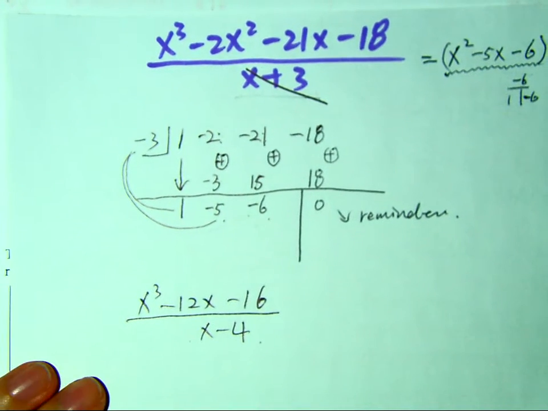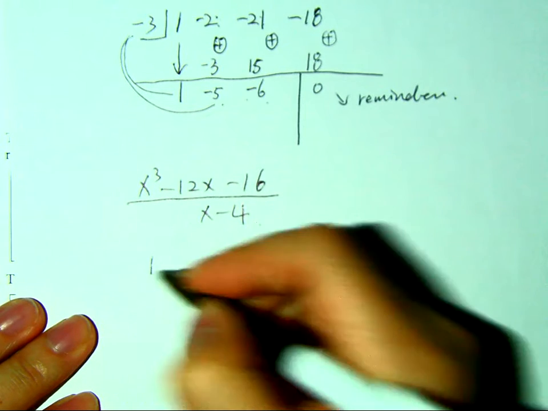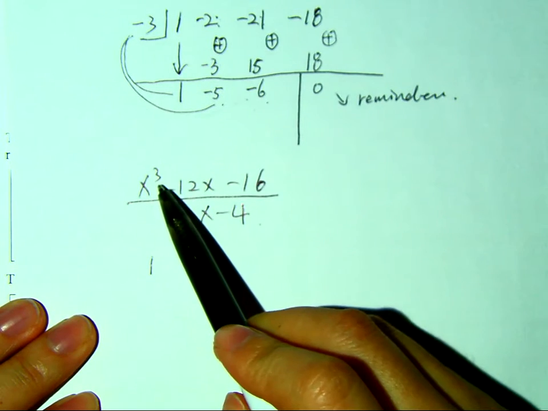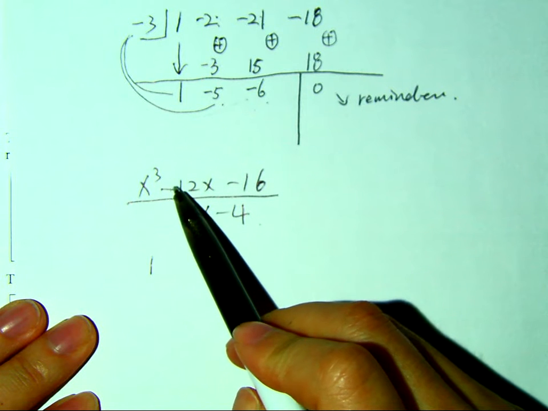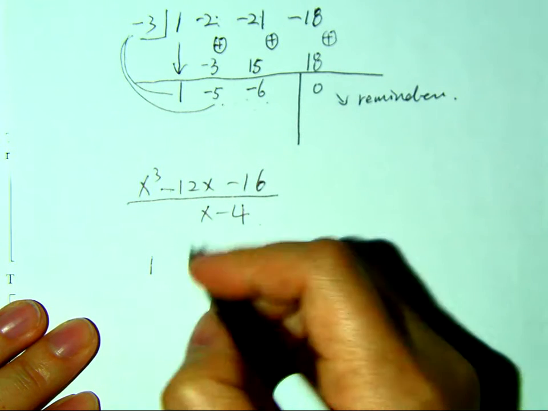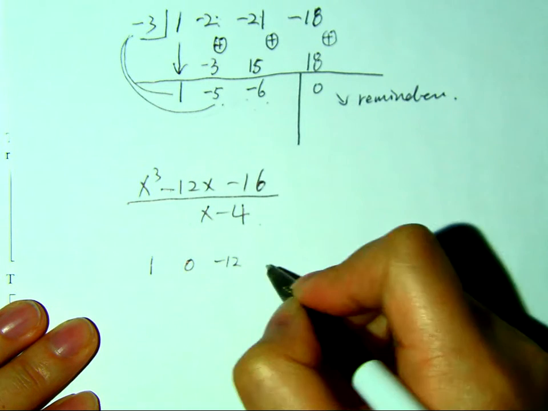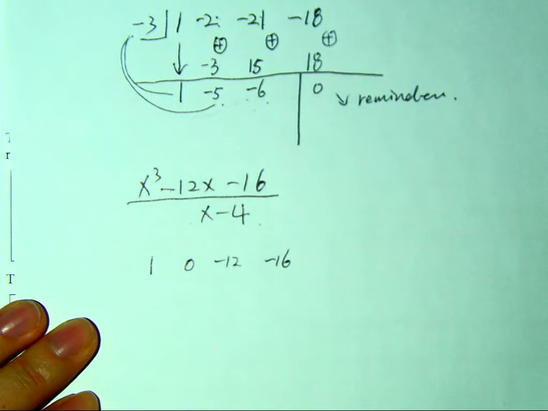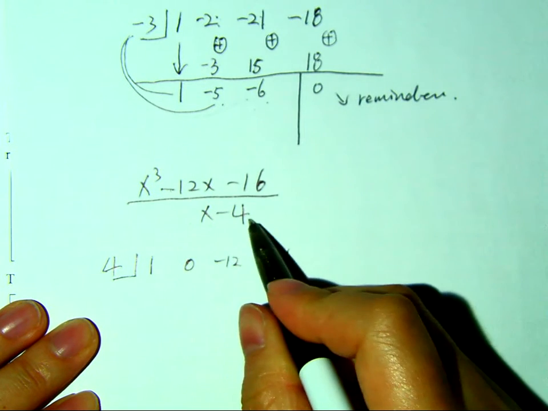For this one, first we bring down the coefficients. So 1, but be careful this time. After x cubed, we should have x squared, but actually we don't. When we're missing any term, you just put a 0 as the coefficient. So we should have a 0 for x squared, then negative 12 for x, negative 16 for the constant, and then divide by 4 this time because we have x minus 4.